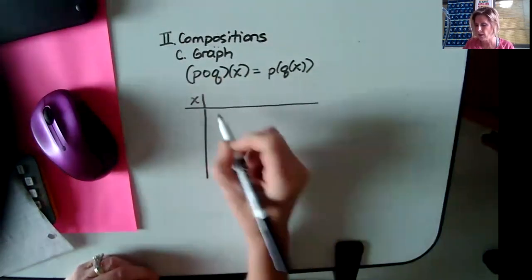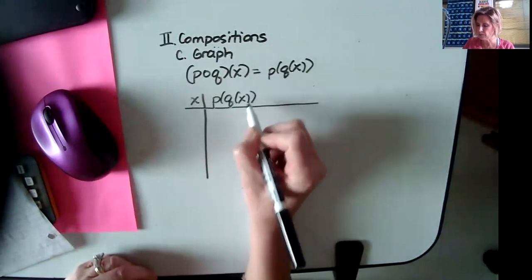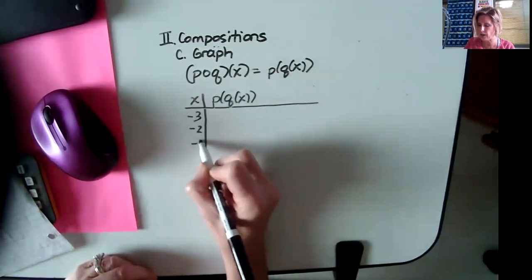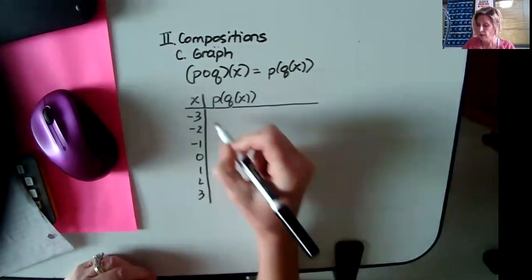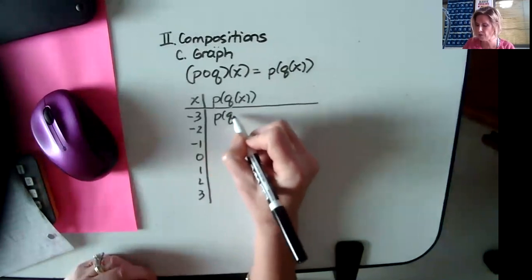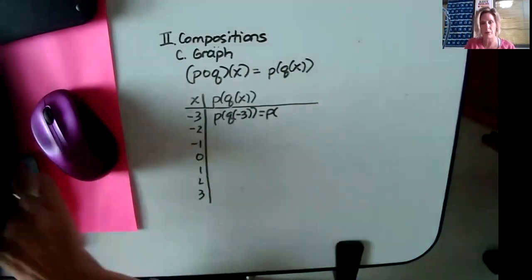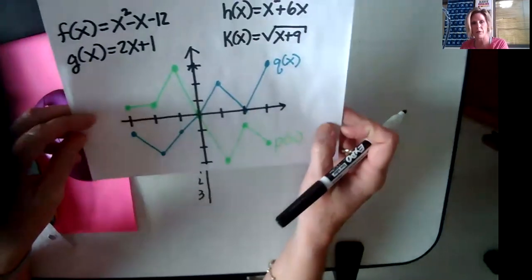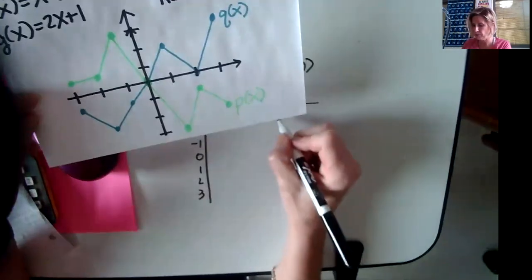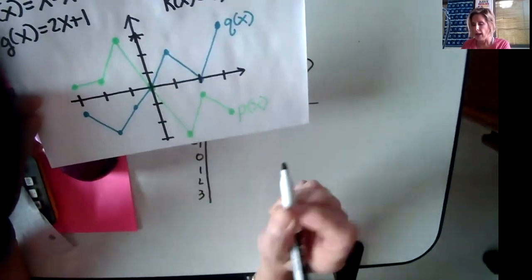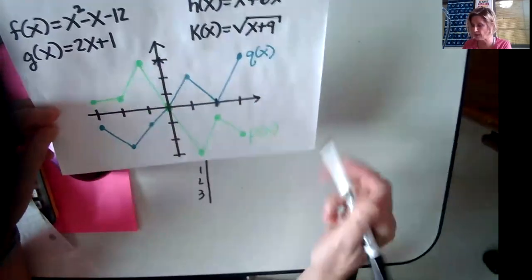I've got -3, -2, -1, 0, 1, 2, and 3. So I'm going to start out and let's do p of q of -3. And that's equal to p of, well, if you look at your graph, blue Q of -3 is -1. And then P of -1 is green of -1, and that's 3.